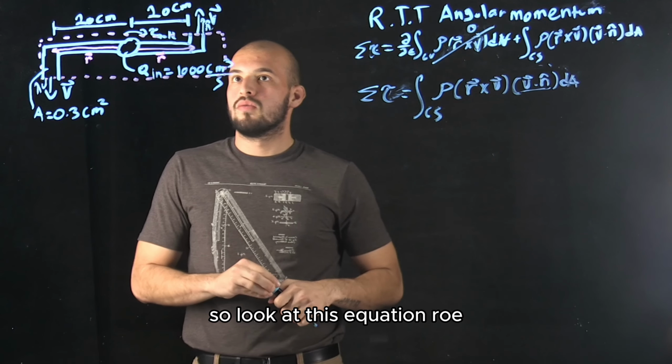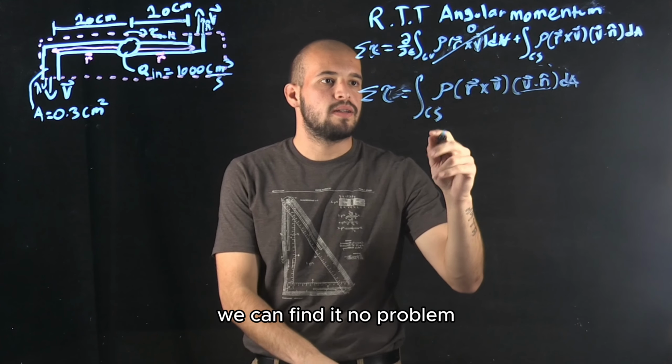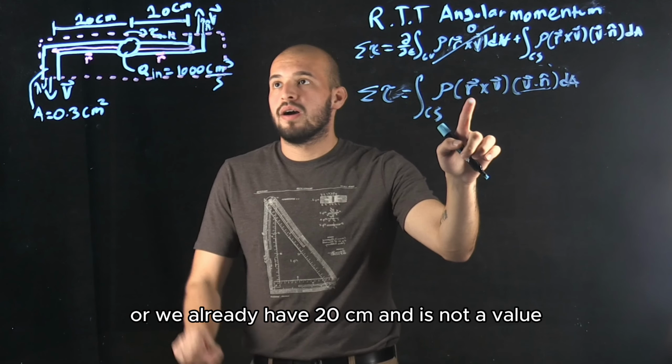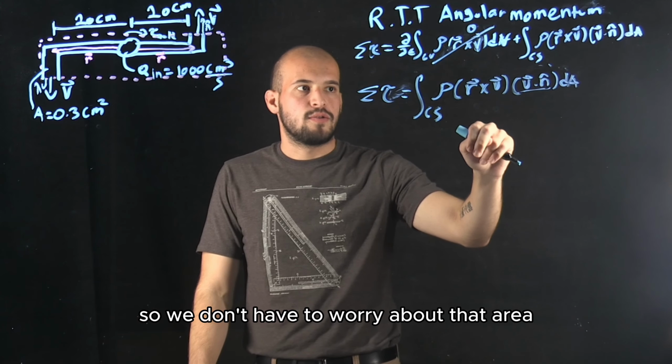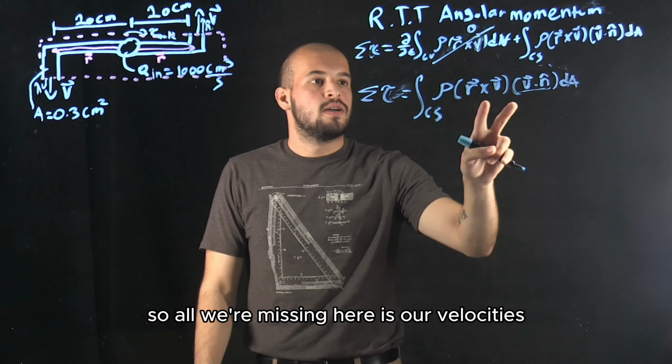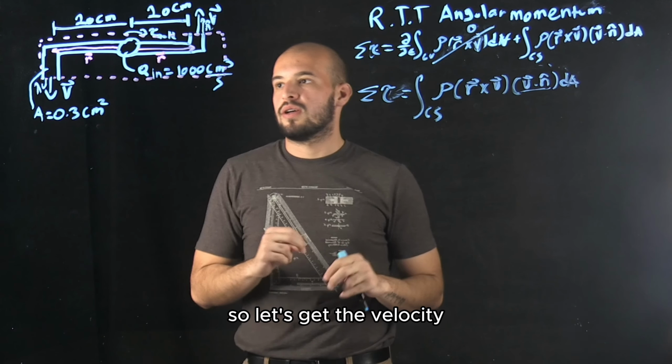Alright, so look at this equation. Rho, we can find it, no problem. R, we already have, 20 centimeters. N is not a value, so we don't have to worry about that. We already have the area. So all we're missing here is our velocities. So let's get the velocity.